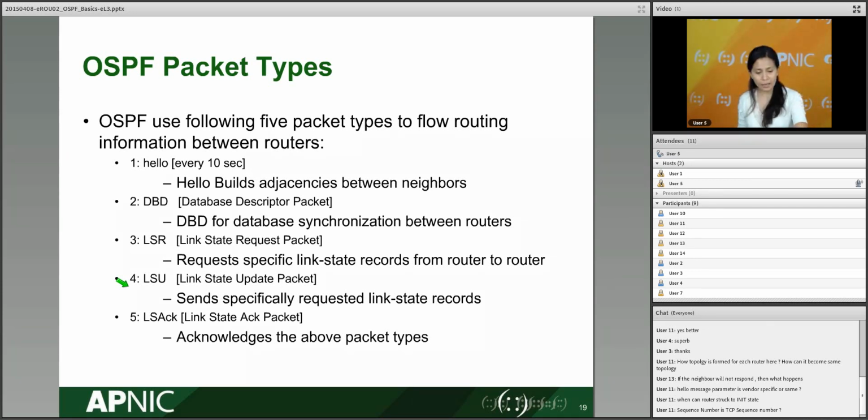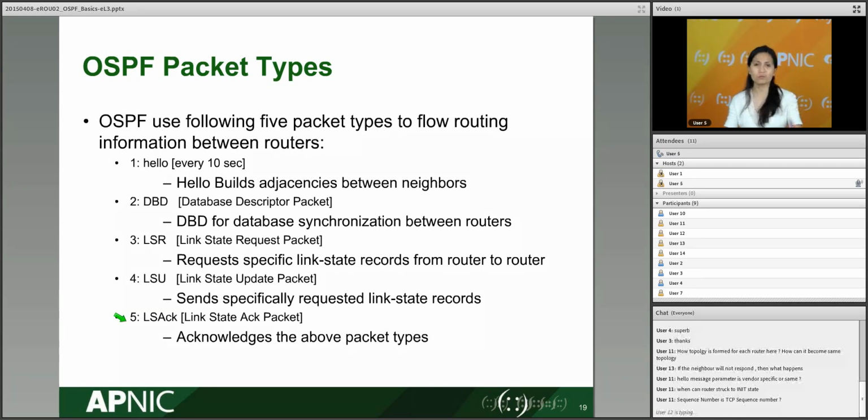Okay? And then the last one is LSAC, or the acknowledgement. The link state acknowledgement packet acknowledges all of the above packet types. It's used to acknowledge any link state update or request received. The reason to do so is to ensure reliability. OSPF uses IP to exchange control information, and IP does not have any built-in reliability mechanism. That's why OSPF created a specific packet type to check for reliability in the exchange of data information between routers. That's why OSPF has LSAC.